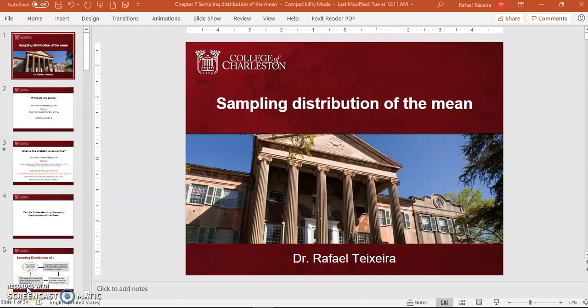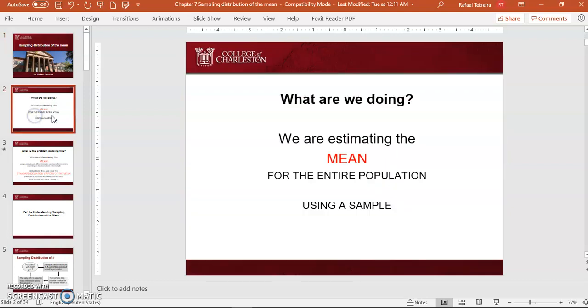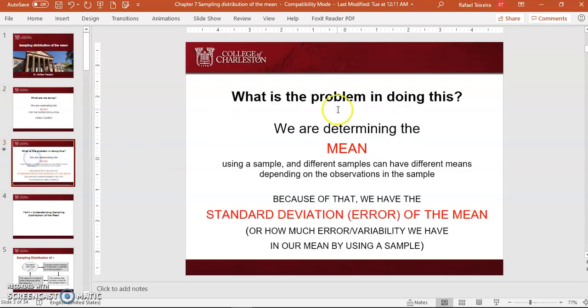Hi, in this video I discuss the sampling distribution of the mean. What we are doing in this section of chapter 7 is estimating the mean for the entire population using a sample. We're trying to determine the mean using a sample, and the problem is we can have different samples, and different samples can have different means depending on the observations we have.